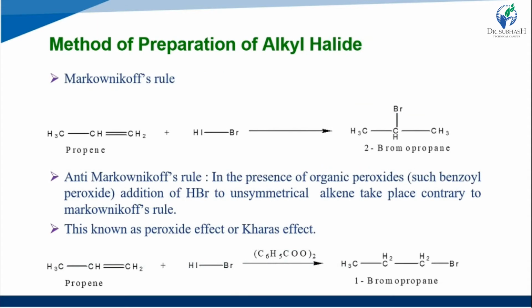Here, propene plus HBr. The Br attaches to the propane, and the double bond breaks and converts into a single bond. So 2-bromopropane is made and HI is liberated.